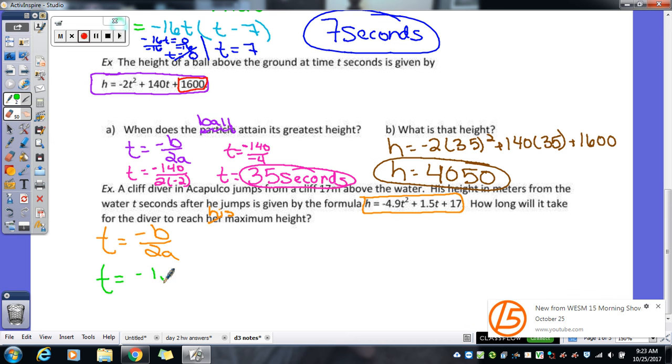Alright, so our b value is negative 1.5. Our a value is negative 4.9, so 2 times negative 4.9. So we get t equals negative 1.5 over 2 times negative 4.9, which gives us negative 9.8, I think. So what do we get? It's going to be a decimal.